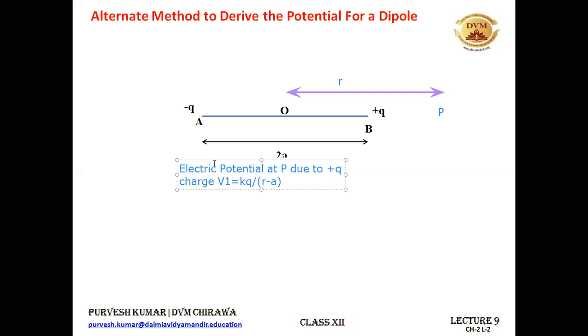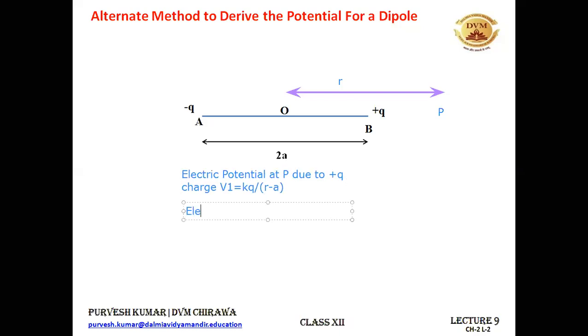All right. Similarly, you can write electric potential at point P due to minus Q charge, that is V2, is equal to KQ divided by r plus a.